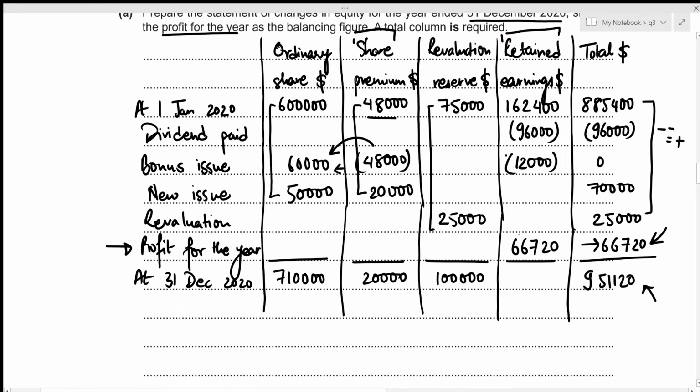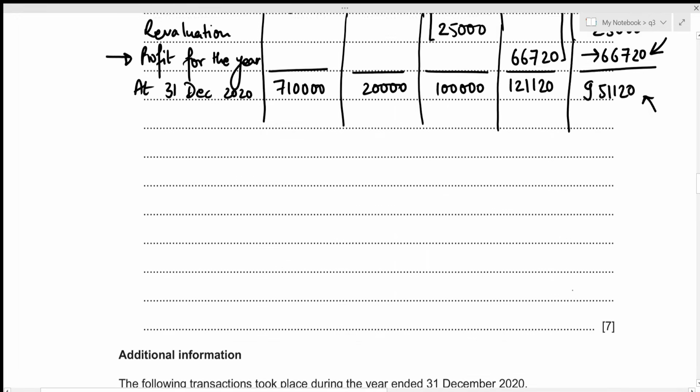Now we can easily figure out the total for retained earnings by adding these four values. That's 162,400 minus 96,000 minus 12,000 plus 66,720, which results in the total for retained earnings to have the value of 121,120. This concludes our statement of changes in equity as well as the first part of this question. We can now move towards the second one.